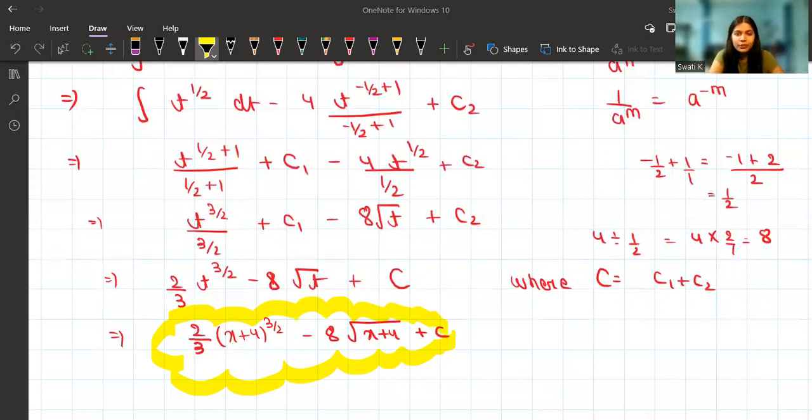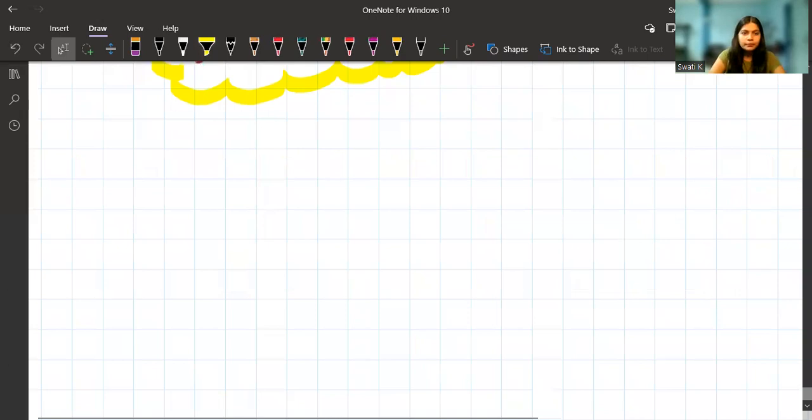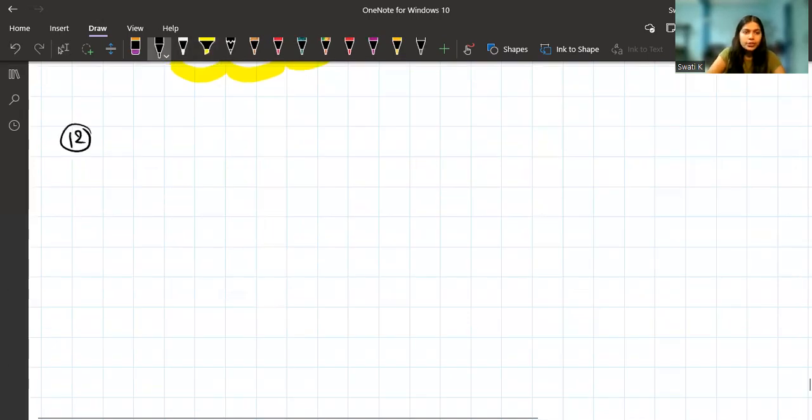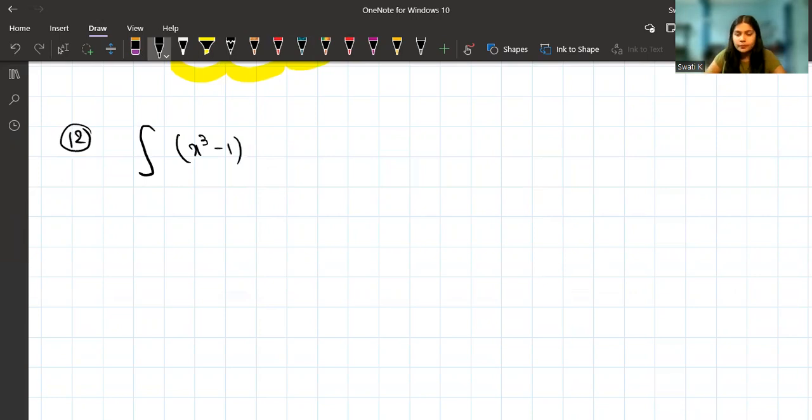Now let's move to the 12th question. So let me write down the question. And so the 12th question, we have to integrate. So we have to integrate simply x cube minus 1 raised to 1 upon 3 times x raised to 5. Okay, so this is the question, and now we have to simplify this.